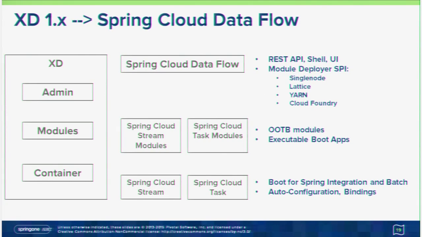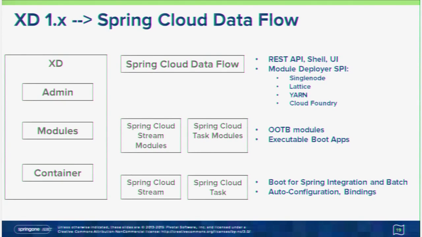Spring Cloud Stream, essentially, you can think of as Boot auto-configuration goodness for your Spring Integration apps. It knows that you should have an inbound channel adapter and an outbound channel adapter, so it can create these things for you automatically through auto-configuration. Same thing for batch. That's what Spring Cloud Task is. Through auto-configuration, it creates the job repository and all that other infrastructure. So you can think of that lowest level as Boot for SI and Boot for Batch.